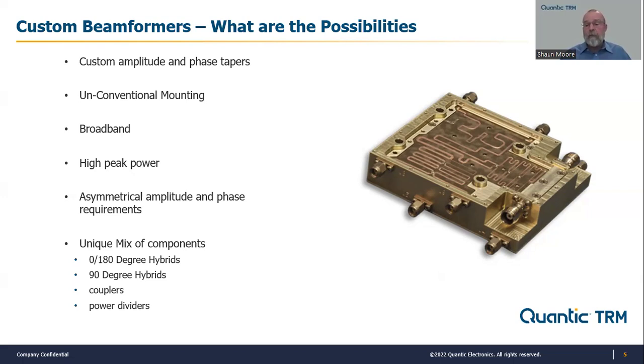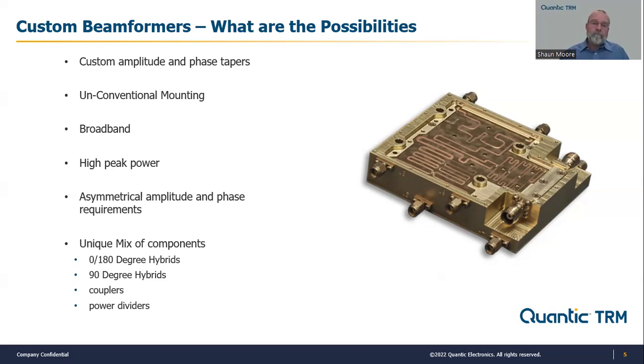TRM does have a couple of generic designs for these sorts of beamformers, primarily Butler matrices and monopulse comparators, because those tend to be a little more standard, and I'm going to use air quotes here for standard. But most of the time, because of the environments and whatnot, we do end up doing some modification to those as well.